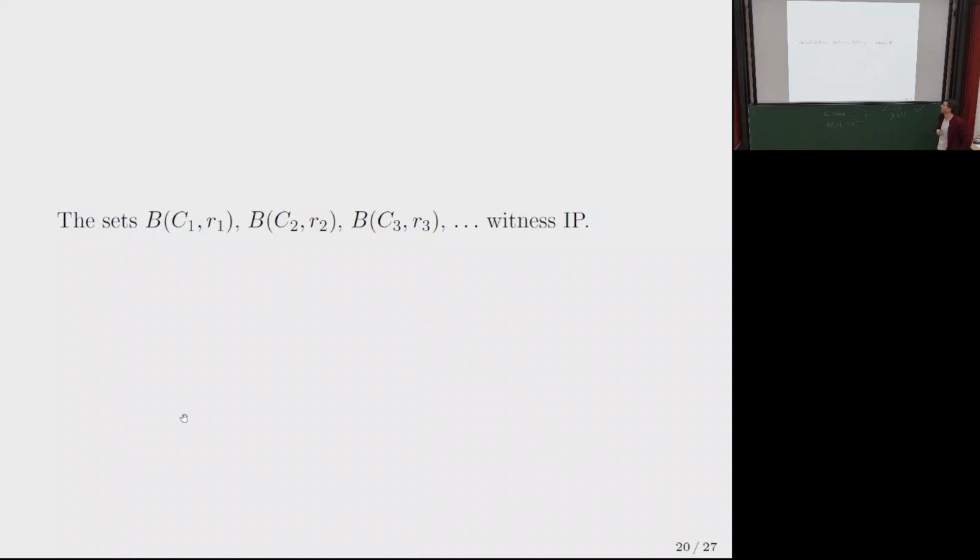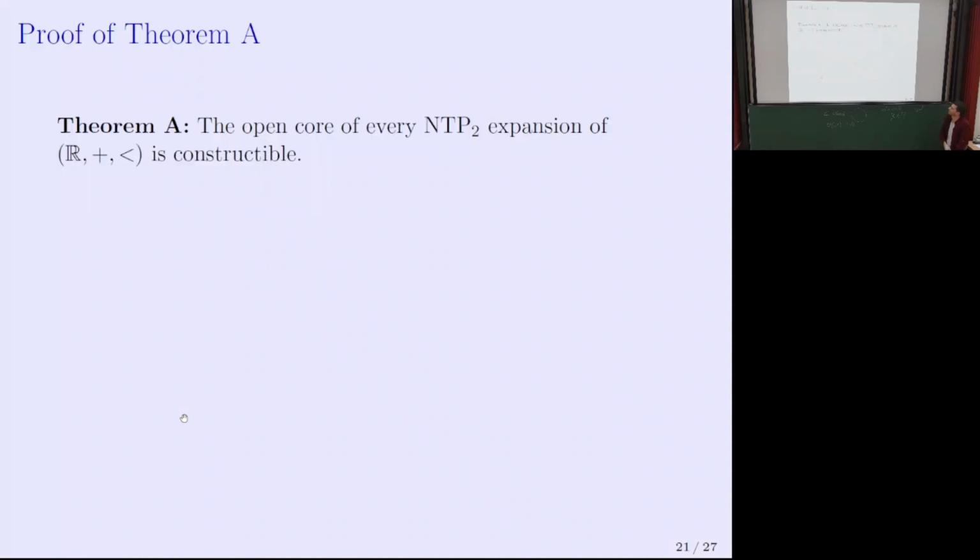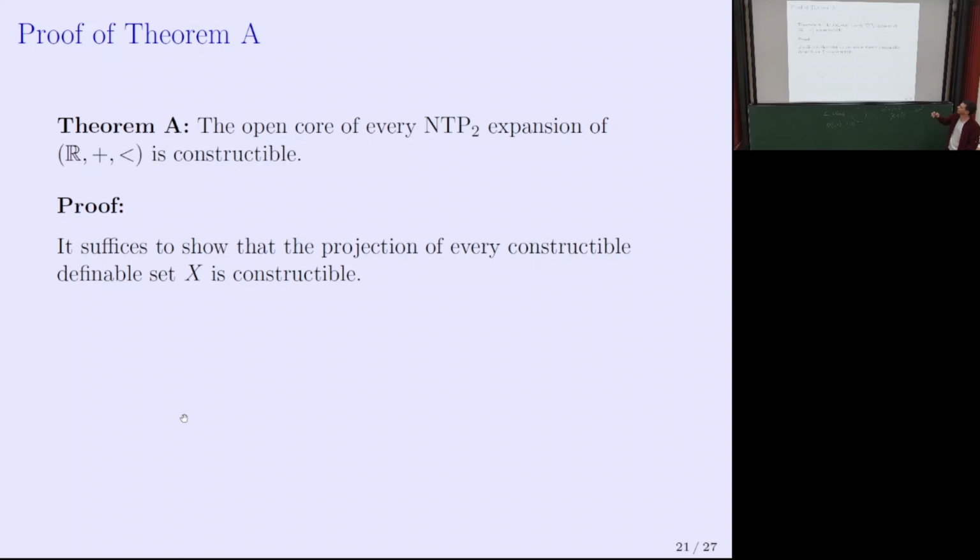Okay. All right, so that's a proof, and with that, proving theorem A becomes quite easy. So theorem A: the open core of every NTP2 expansion of the real ordered group is constructible. Okay, first of all, you only have to show that the projection of a constructible set is constructible, right? Because they are already closed under Boolean combinations. And the whole idea of the open core is that you start with constructible sets, right? But I'm going to tell you already that the projection of an F sigma set is F sigma. So proposition C is going to give us the theorem.